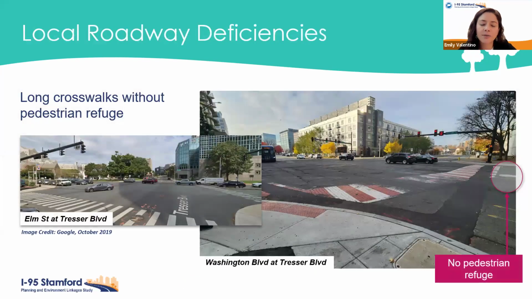Also mentioning some of those long crossing distances that I mentioned. So there's no pedestrian refuge here at these specific locations. So that's Elm at Tresser and Washington at Tresser. So pedestrian refuge is a physical barrier and a safe space for pedestrians to wait and pause. So if they can't cross the full length of Tresser in one go, they can wait in the middle in this physical separated barrier for the light to change again. However, at these specific locations, there are no pedestrian refuges.